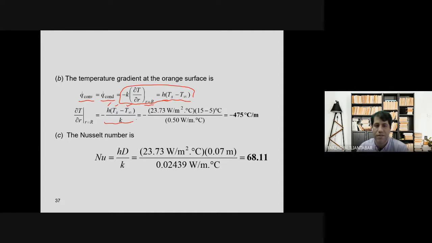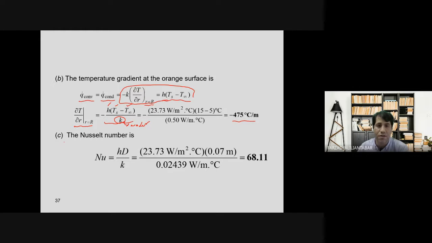This K actually, because if you notice here, K is for the substance, for the orange. So K here is for the water at that temperature, 0.5 watt per meter degree Celsius. This K is for water because we assume that orange is water. So this temperature gradient will be equal to negative 475 degrees Celsius per meter.